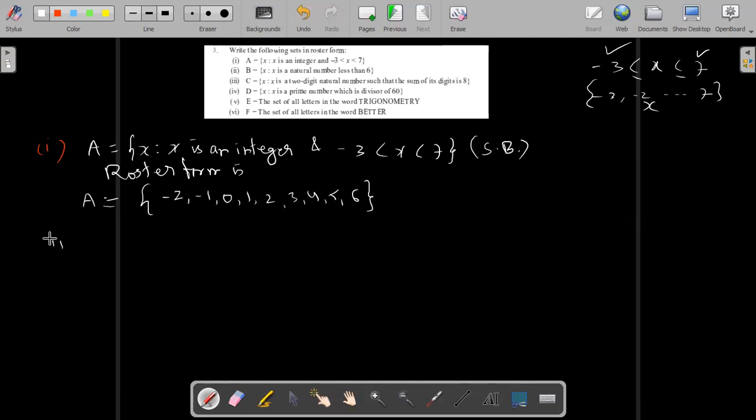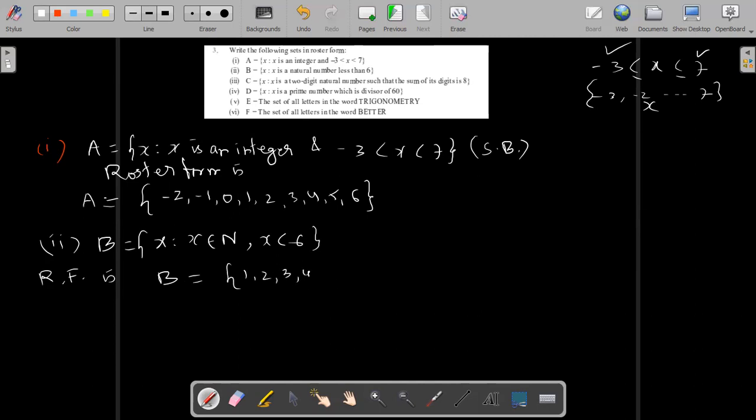Similarly, second question: B is a set of all x such that x is a natural number. x belongs to N and x is less than 6. So natural numbers less than 6. Roster form is very easy here also. B is equal to natural numbers starting from 1, but here we have to take less than 6: 1, 2, 3, 4, and 5. Are you understanding? Converting into roster form is easier.